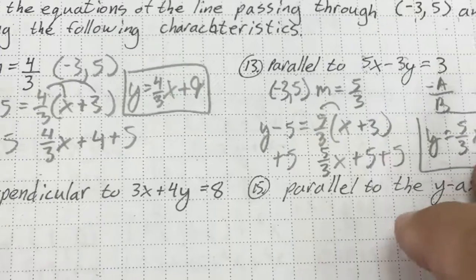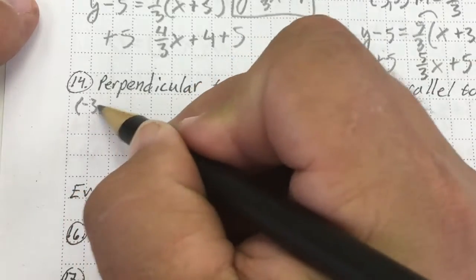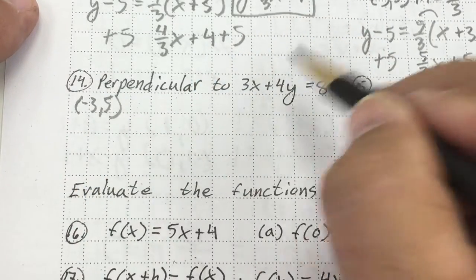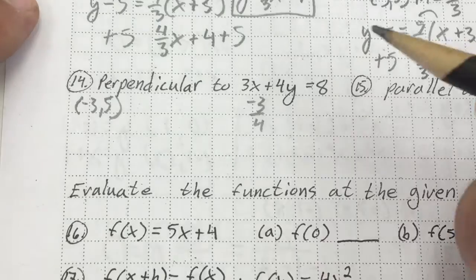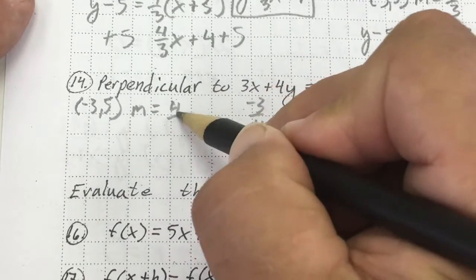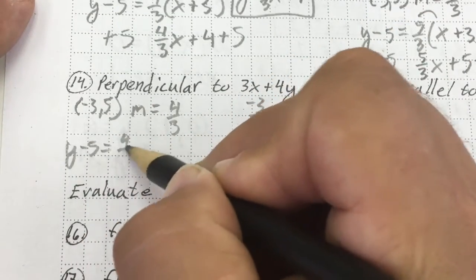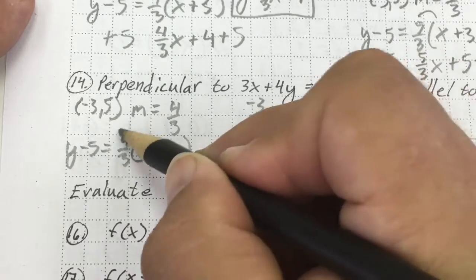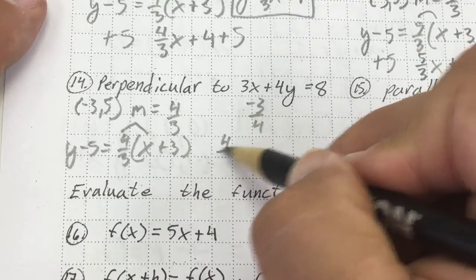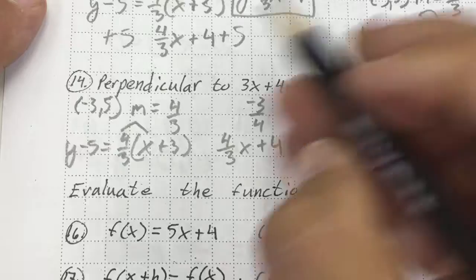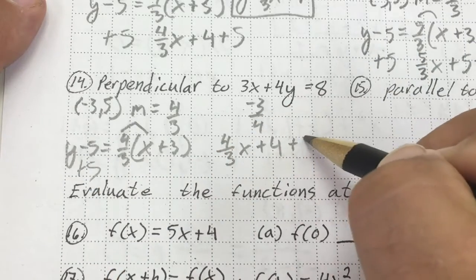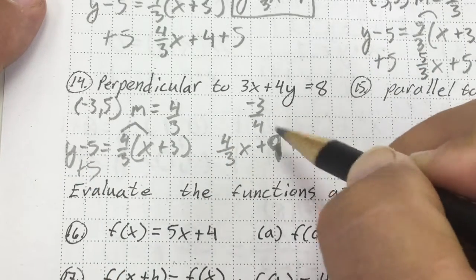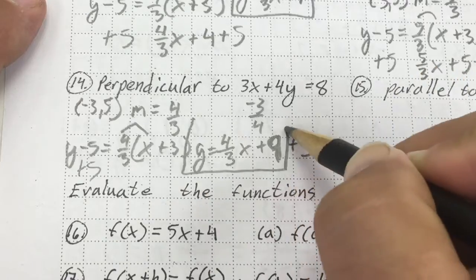Don't forget, it's passing through negative 3, 5. So for 14, it passes through negative 3, 5, but it's perpendicular to negative 3/4. So perpendicular is going to be the negative reciprocal, so that's going to be 4/3. Y minus 5 equals 4/3 times x minus negative 3. Distribute. That's going to give me 4/3 x plus 4. The opposite of minus 5 is plus 5. So 4 plus 5 is going to give me 9. My answer is y equals 4/3 x plus 9.